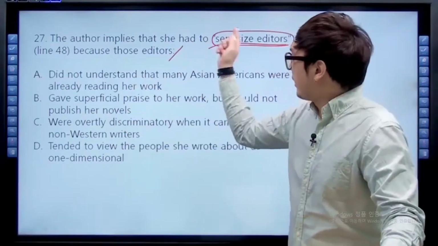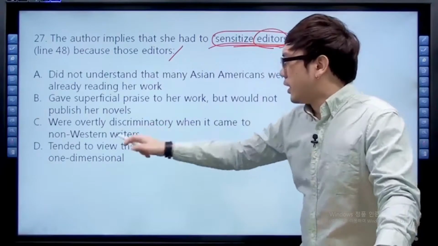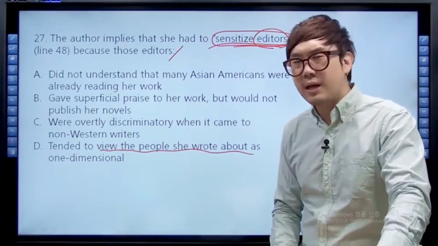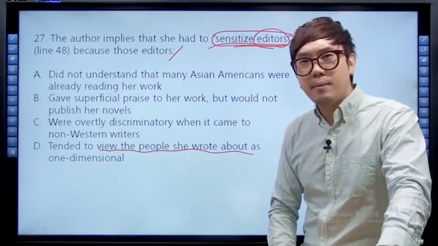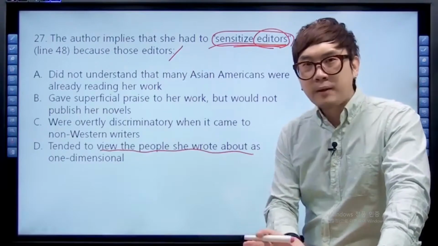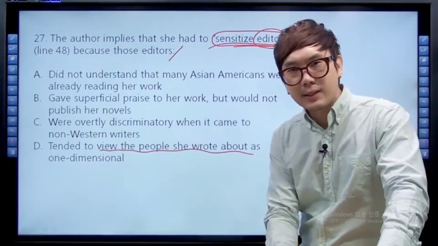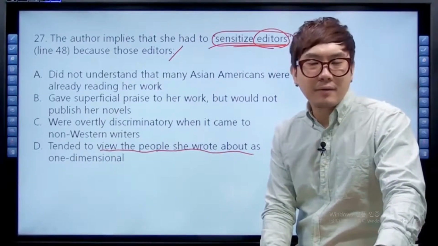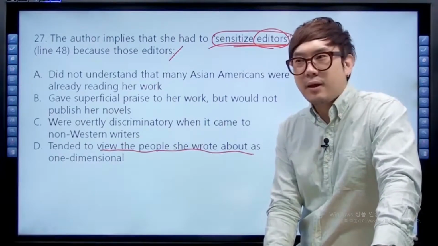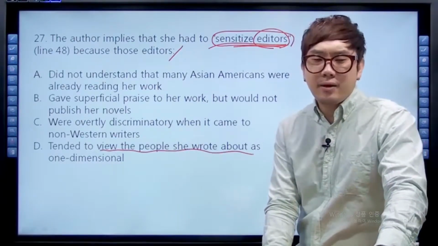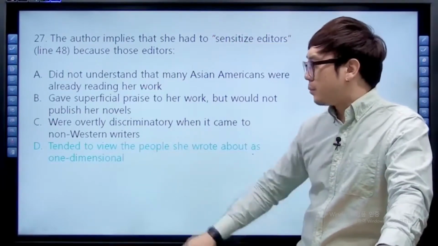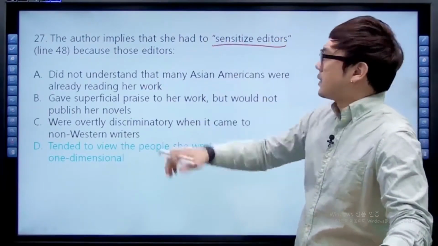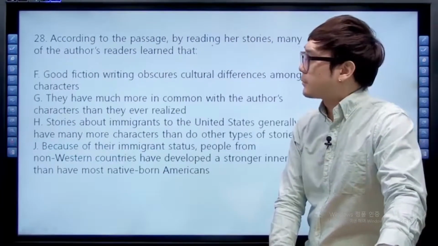It is that the editors, sensitize the editors and the readers tended to view the people she wrote about as one-dimensional. They thought that the immigrants were one-dimensional, not three-dimensional, not two-dimensional, but one-dimensional only. They only had that one dimension where these people are trying to make a living in the States and they work hard, I guess. That's the only thing they thought about. Not that they had some kind of lives or they had family, they had romance, they had this and that. They never considered that. So the best answer would be to view the people she wrote about as one-dimensional. That's what she means when she says sensitize the editors, right? Okay, moving on to the next.